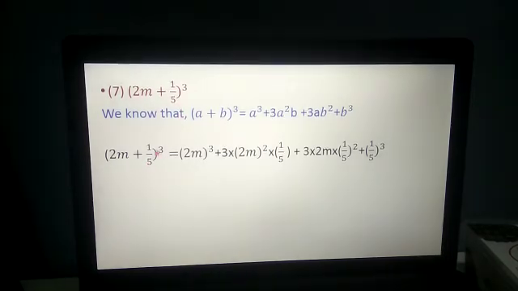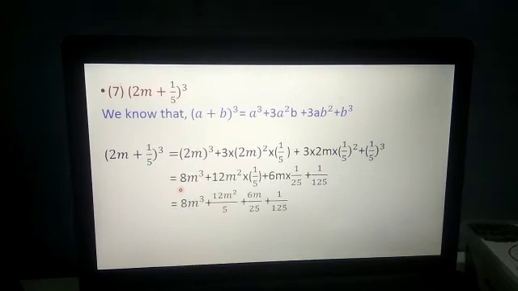(2m + 1/5)³ is equal to, what is your a? (2m)³ + 3 into a square, that is (2m)², into 1/5, then plus 3 into 2m into (1/5)² plus (1/5)³. In this way we will write down the next steps.